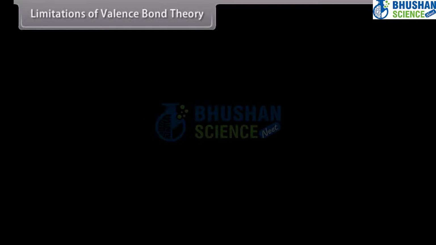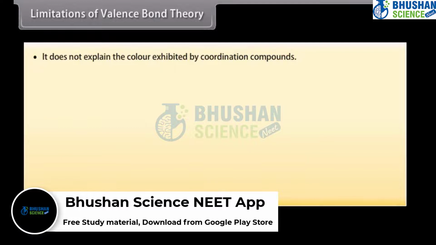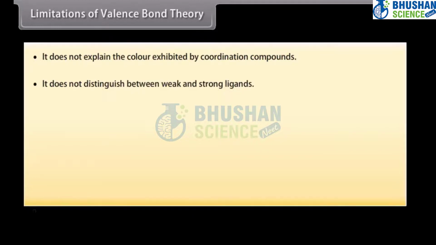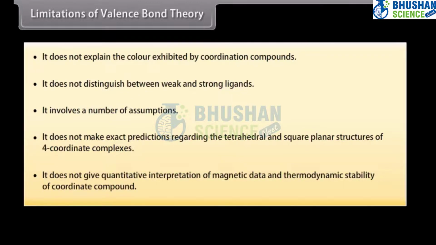Limitations of valence bond theory. The main limitations of valence bond theory are the following. It does not explain the color exhibited by coordination compounds. It does not distinguish between weak and strong ligands. It involves a number of assumptions. It does not make exact predictions regarding the tetrahedral and square planar structures of 4 coordinate complexes. It does not give quantitative interpretation of magnetic data and thermodynamic stability of coordination compounds.